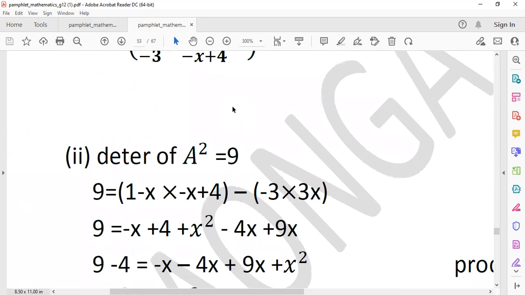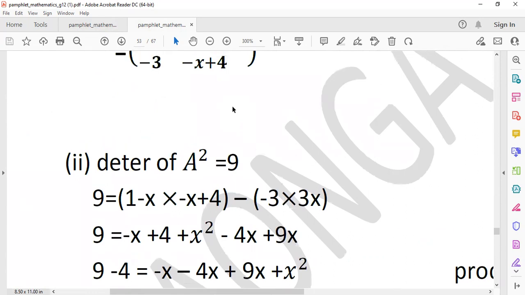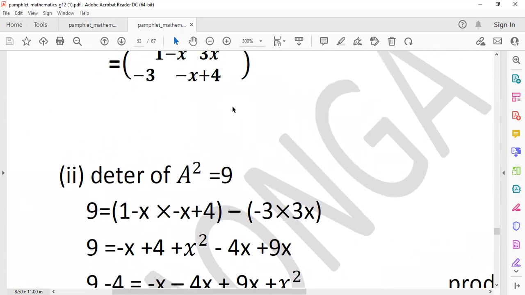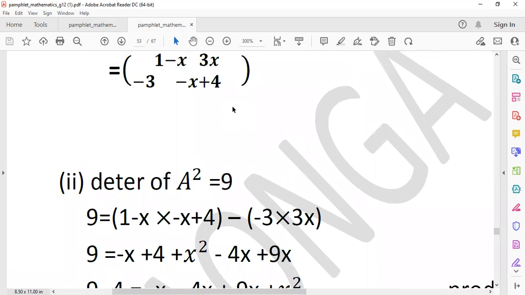So let's try and work out something that will be somehow better. Let's see if it will work. Now, they are saying a squared is equal to 9.